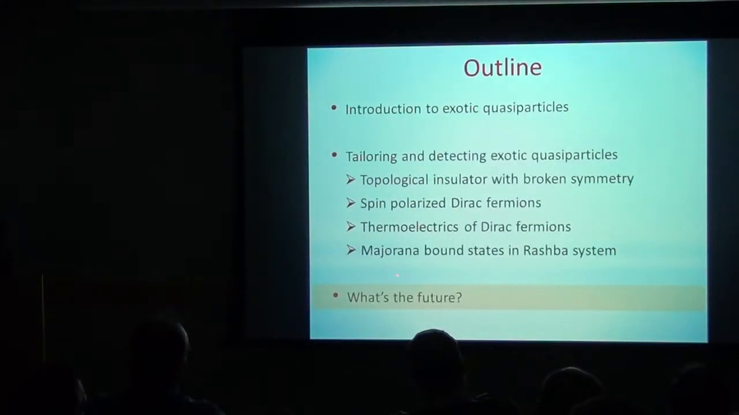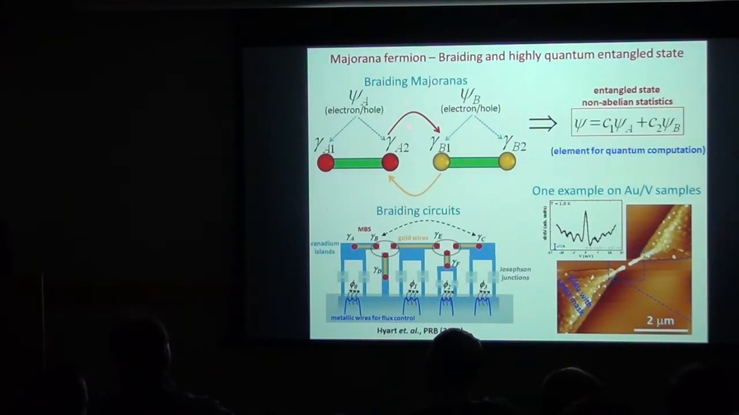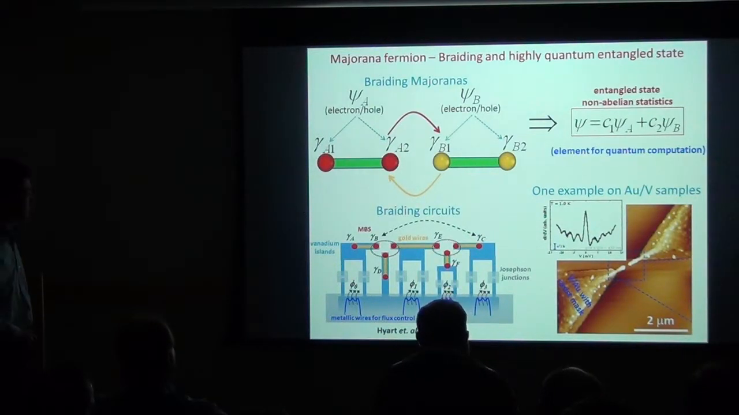So up to now, I've shown you a couple of examples. So what are the futures? What can we do more of in creating novel quasiparticles and using these novel quasiparticles? First, a very exotic and exciting field is braiding Majorana fermions. As has been proved so far, our approach is the closest approach to realizing what's called braiding circuits for Majoranas.